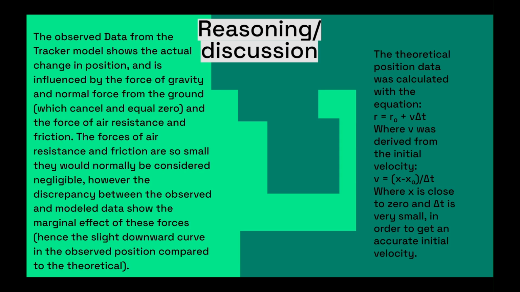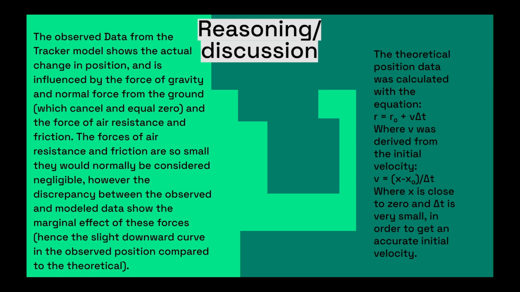The observed data from the tracker model shows the actual change in position and is influenced by the force of gravity and normal force from the ground, but the two of them cancel and equal zero. The force of air resistance and friction also play a role in the observed motion. However, they're considered so small that normally they would be considered negligible, but the discrepancy between the observed and model data showed a marginal effect of these forces, and that's why when you see the graph, there's a slight downward curve in the observed position compared to the theoretical.